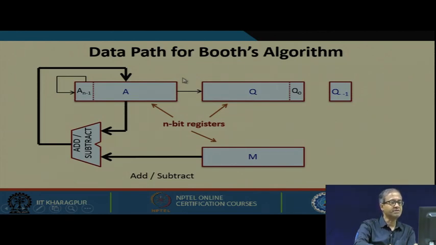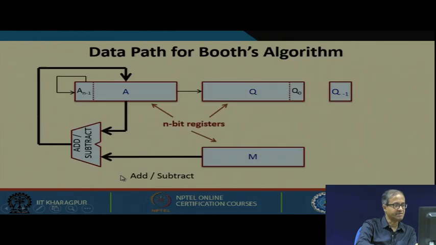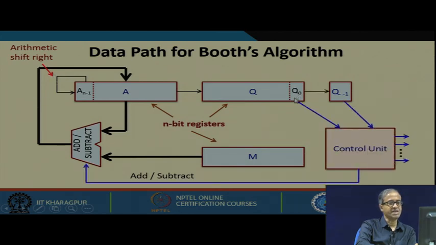In terms of the hardware requirement, it is very similar. You need an A register, a Q register, and one additional Q minus 1 flip-flop here. And earlier you needed only an adder, but now we have an adder or subtractor, because sometimes you also need to add. And while you are doing a right shift, like in the previous example, you are doing an arithmetic right shift. So the sign bit would be replicated, right? So that sign bit is coming back when you are right shifting. This is for arithmetic right shift, and the control unit will be checking both Q0 and Q minus 1 together and will decide whether to add or subtract or whether to skip this step. So the control signals will be generated accordingly, right?